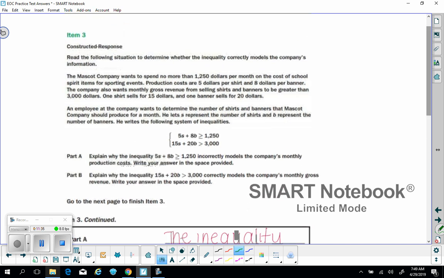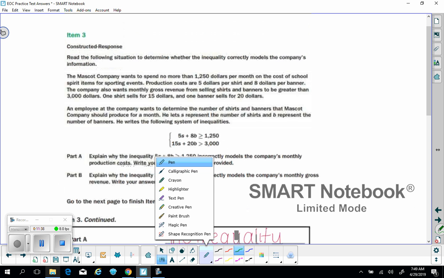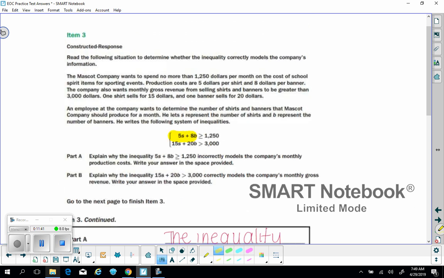Okay, so let's look at the numbers that have to do with that equation. I'm going to pull out my handy dandy highlighter. So we're looking for the number 1250. We're looking for $5 per shirt and $8 per banner. When we're talking about $5 per shirt and $8 per banner, is that how much they are costing the company to make them, or is that how much they're selling them for? How much it's costing them. It says cost, production costs, producing them.